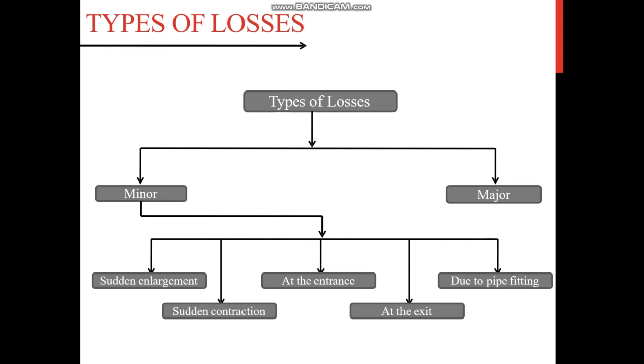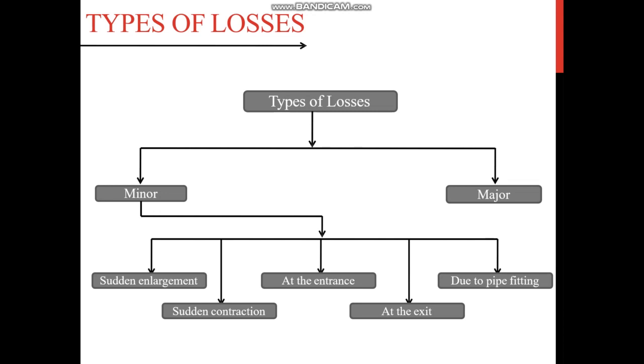Whereas minor loss is again classified as the loss due to sudden enlargement, the loss due to sudden contraction, the loss at the entrance of the pipe, the loss at the exit of the pipe, and the loss due to the pipe fittings.